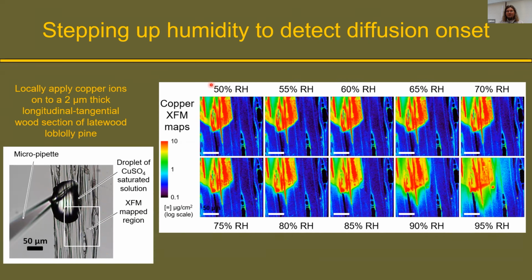And you can see that under lower humidity conditions, we don't see any sort of mineral ion diffusion. But then once we get up above about 70% humidity, you can begin to see that there's diffusion of the copper ions through the wood cell walls.